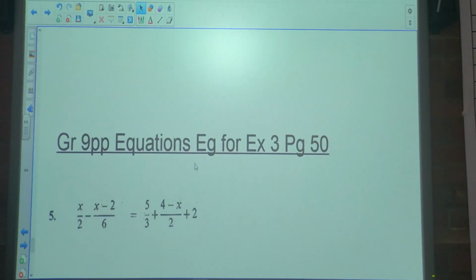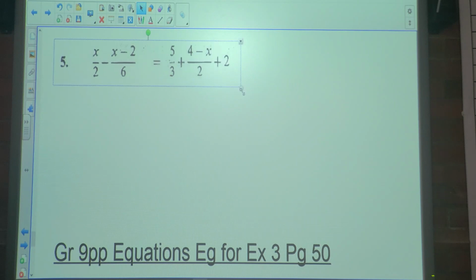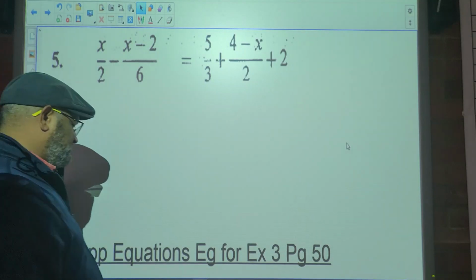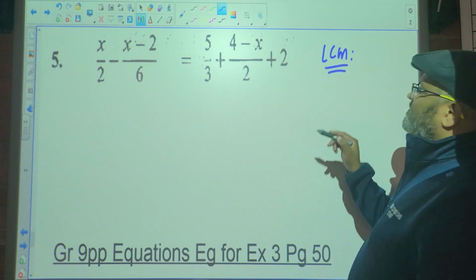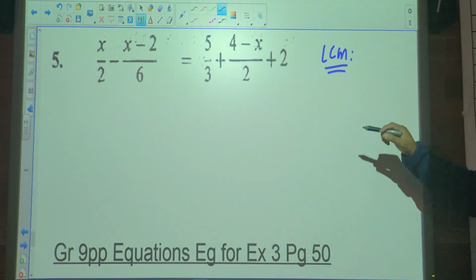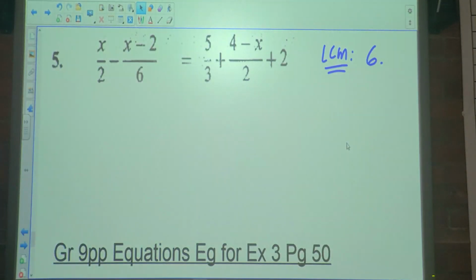Right. Sums are just getting sweeter and sweeter, huh? What's your LCM? 6. You could use 12, but it's not your lowest common multiple, and the sum will be bigger. You will get the same answer provided you make no mistakes. LCM is 6. I'll give you 2 minutes to do that sum. Again, we'll pause the video.